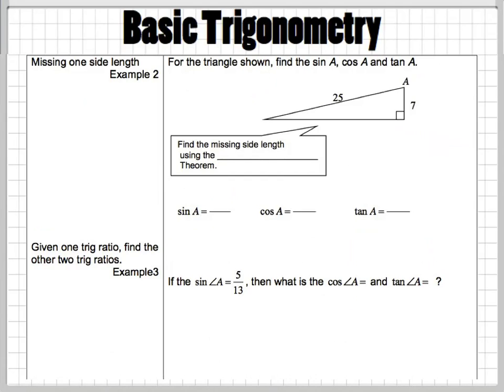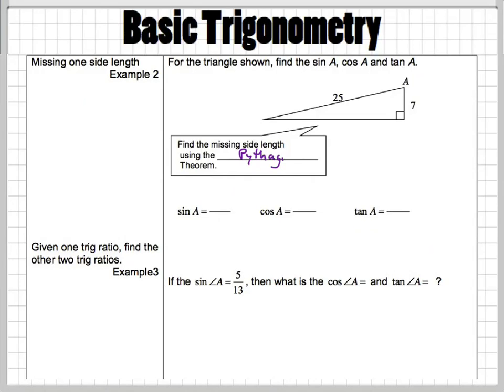Next one. For this triangle shown, find sine A, cosine A, and tangent A. But we're missing this side right here. How are we going to find this missing side? The Pythagorean Theorem. Let's abbreviate that. Let's just call it Pyth. You could call it whatever you want. How about Pythag? Yeah, Pythag, the Pythagorean Theorem.